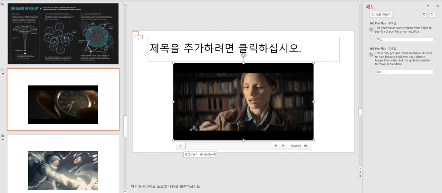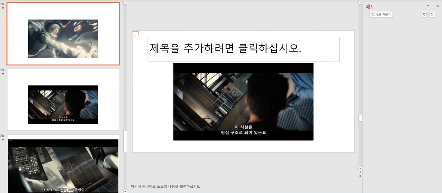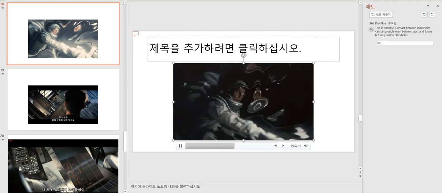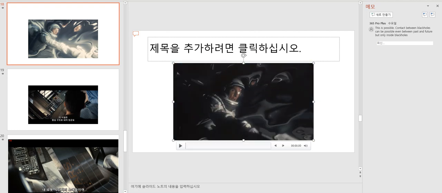This information transformation from future to past is not possible as our intuition suggests. This is only possible inside a black hole, but it is too hard because a black hole has a density bigger than water. It is quite impossible to move in a black hole. This is possible: contact between black holes can be possible even between past and future, but only inside black holes.